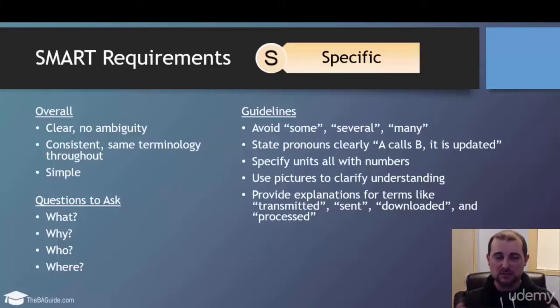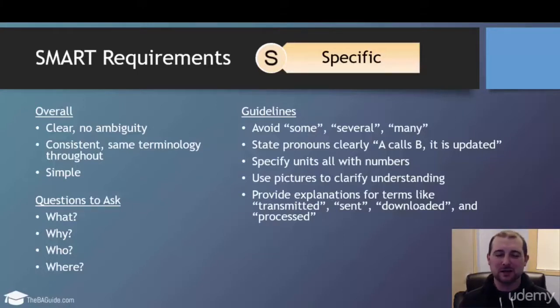You need to make sure you're using the same terminology to keep it consistent, not only for the business to understand it, but later on when you translate it into a design document, you don't want people getting confused on the terms. And lastly is simple. You want these requirements to be really clear, short, sweet, specific, simple. Right? Okay, that's specific.